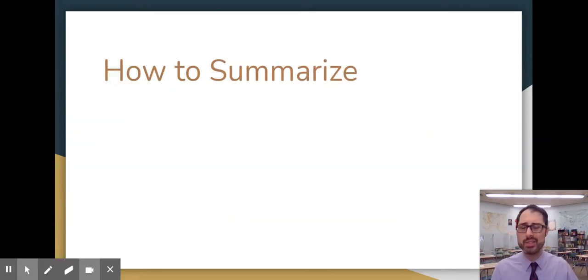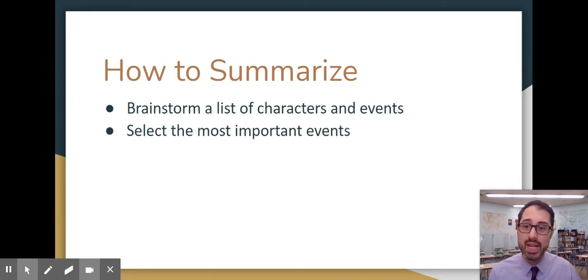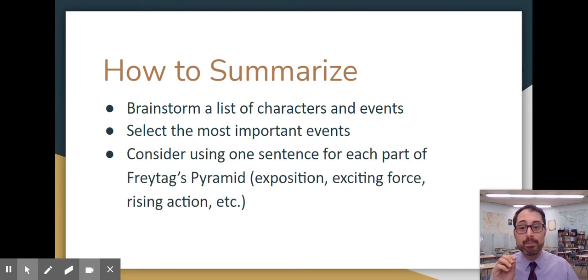So how do we summarize and do this effectively? Brainstorm a list of everything that happens in the story and then pick out the most important events and the most important characters. Get rid of the side characters. Think about Freytag's plot pyramid.